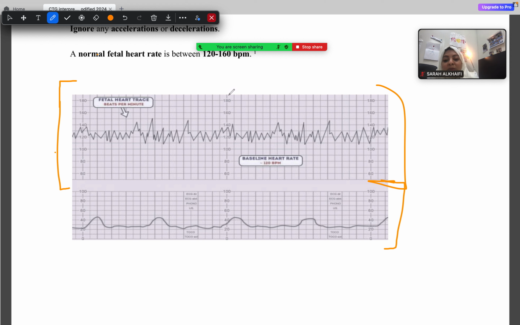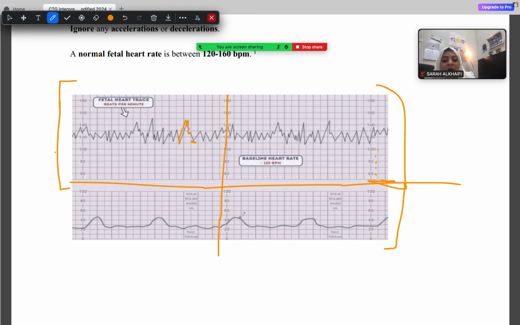So let's divide the trace into the vertical axis and the horizontal axis. The vertical axis represents the amplitude of the fetal heart rate, meaning the strength. For example, one beat will be 140, the next one will be 120, then 100. So it represents the amplitude, the strength of each beat. You can see there are numbers 60, 80, 100, which means between each line and line, like 60, 70, then 80, 90, 100, and so on.